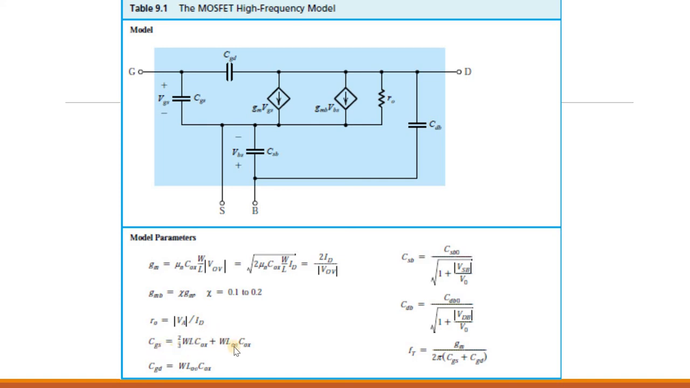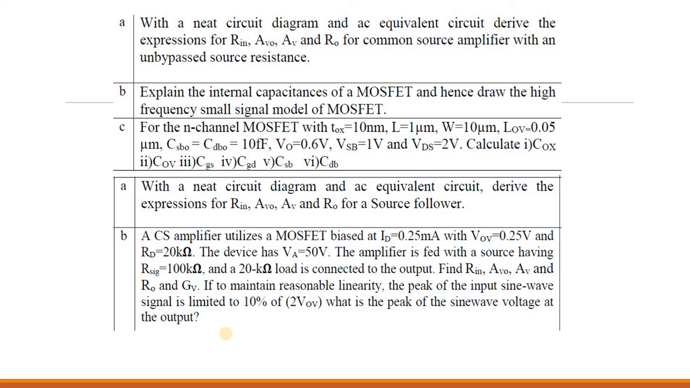And then CGS, you know the formula, CGD also you know the formula, CSB, CDB, and what is the operating frequency? FT is given by GM divided by 2 pi into CGS plus CGD. So these are the model parameters. Usually they ask draw the MOSFET high frequency model. At that time you need to draw this, no need of explanation, nothing. And then you can write the model parameters, whichever you know. Okay, and that completes the high frequency model of MOSFET.